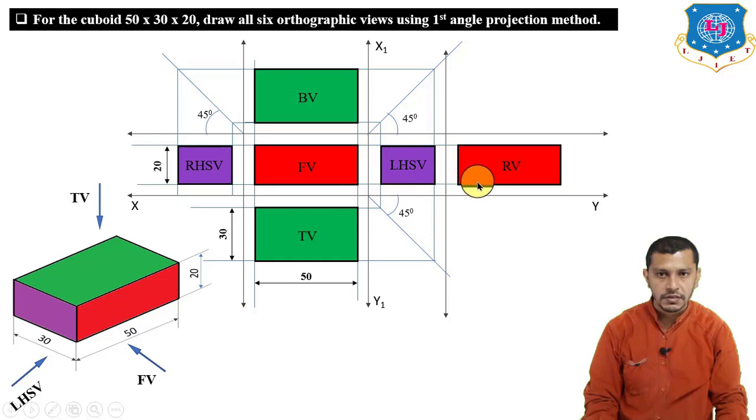It will represent all the heights of the front view, left hand side view and rear view. This will represent the length of the top view, length of the front view and length of the bottom view also, and this will represent the width of the top view, left hand side view and the bottom view.